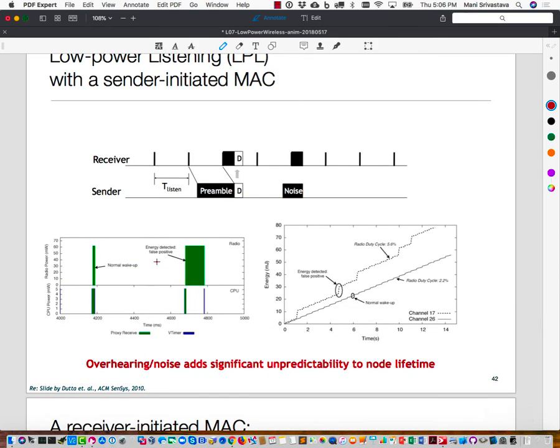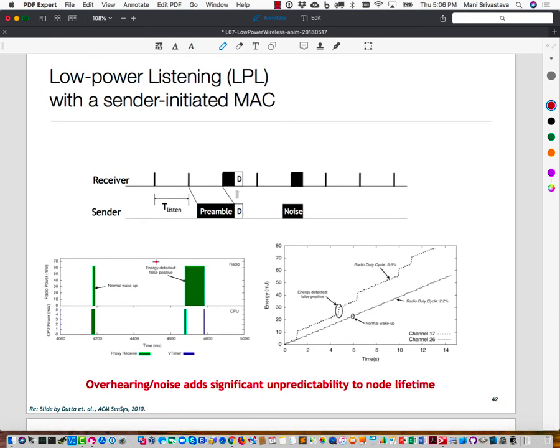And the preamble sampling that we talked about is still sender initiated. So we send a preamble which is long enough, so that the receiver receives it. We saw that previously as well.